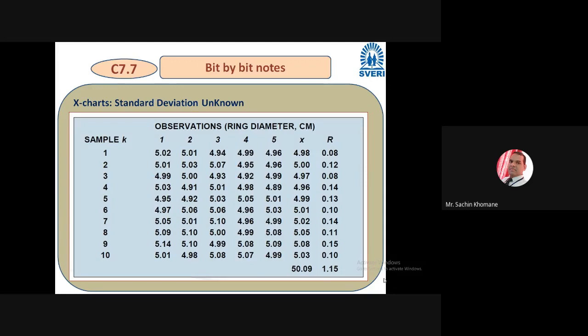Now in the first reading, yesterday also we have seen the significance of range, right? What is the larger reading here? I think 5.02, right? 5.02 is the larger reading. And what is the smaller reading here? Something like 4.94. So the difference between these two is 0.08. Like that, just calculate the difference between all the samples, all the readings.